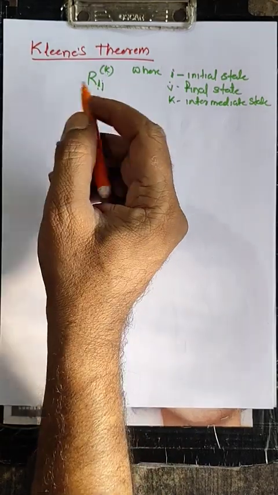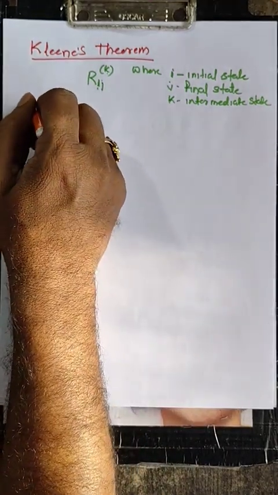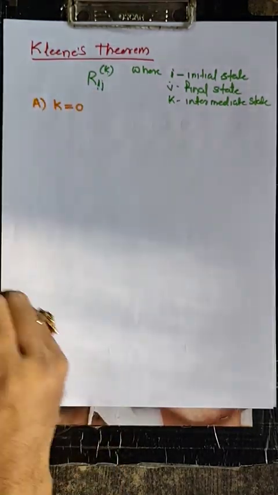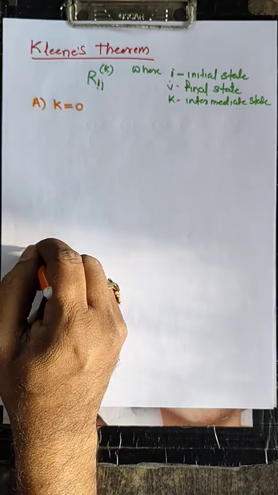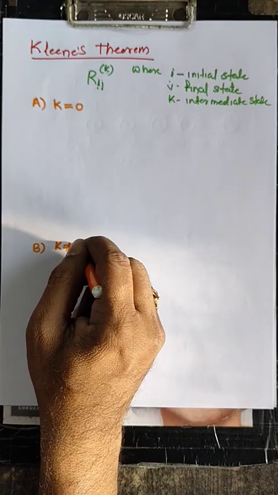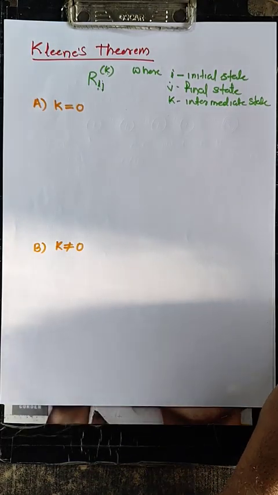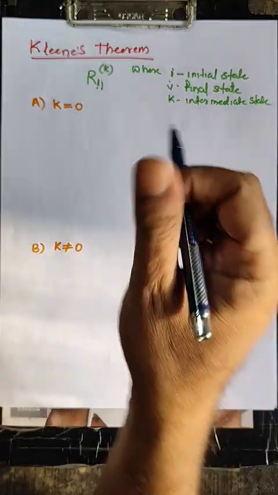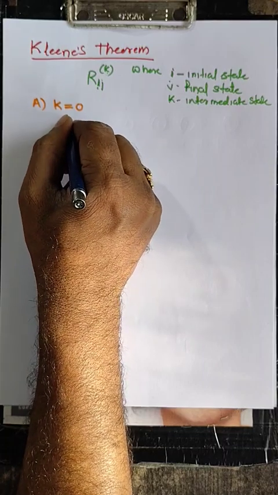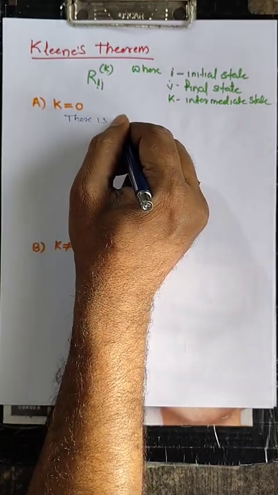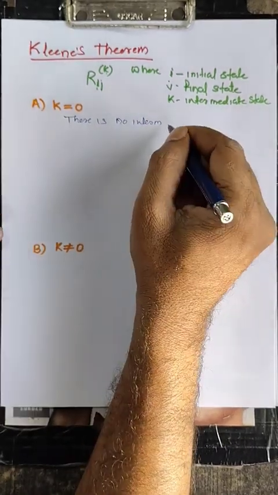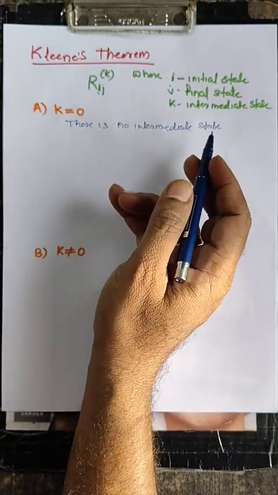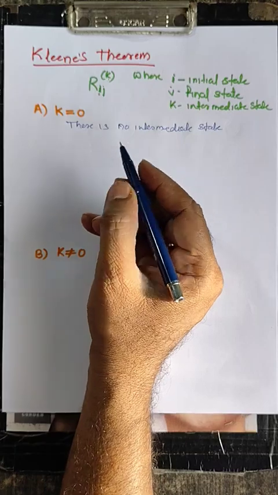First, maybe in the finite automata there is no intermediate state. If there is no intermediate state, then k equals 0. Otherwise, k is not equal to 0, meaning there may be intermediate states. k equal to 0 means there is no intermediate state, a direct path from i to j, a direct transition with or without input.